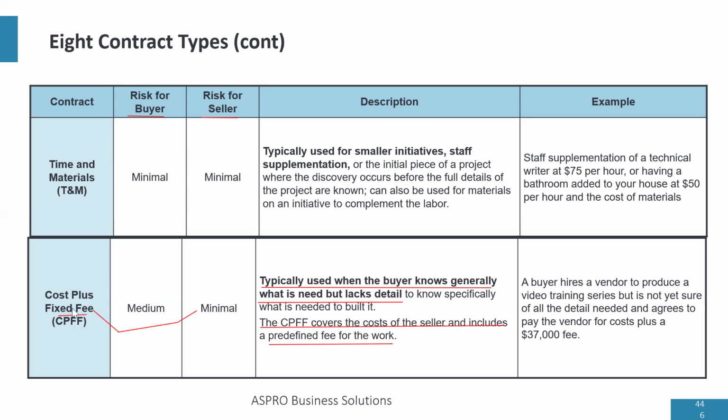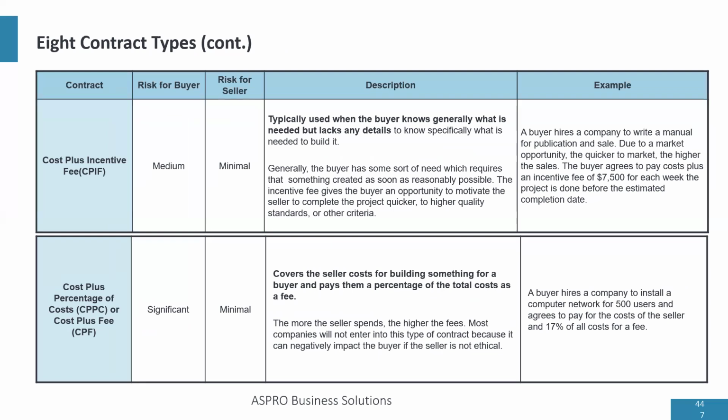So unlike fixed price contracts, in cost reimbursable, the seller's profit is guaranteed. In fixed price contract, the seller's profit is dependent rather on how much they can save. Here, they don't have to save anything. Money is sure. Let's talk about cost plus incentive fee.